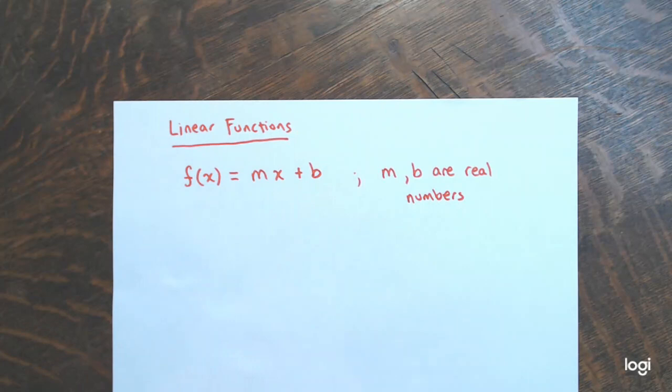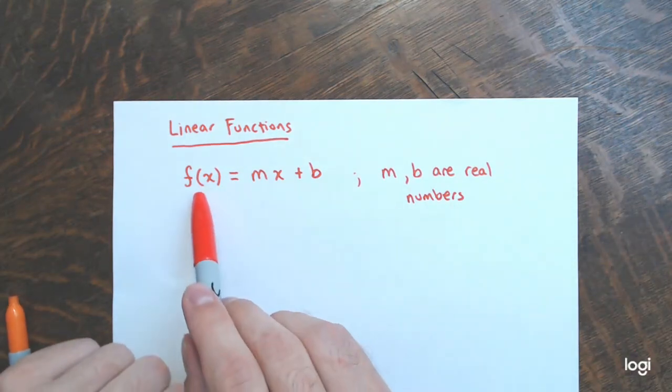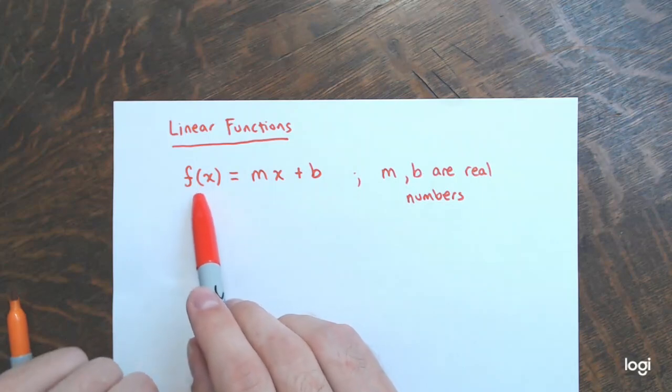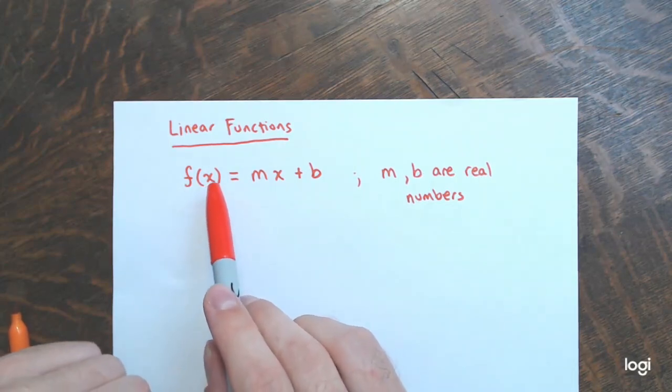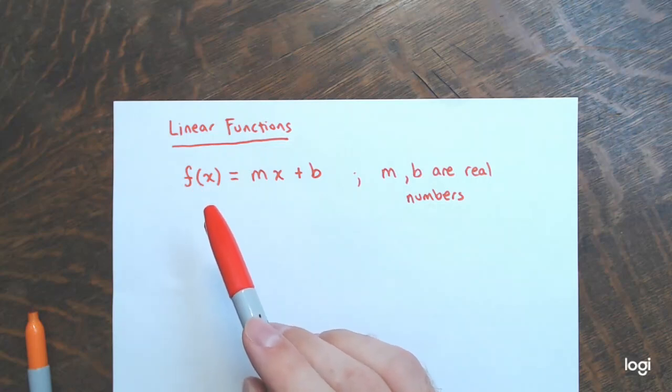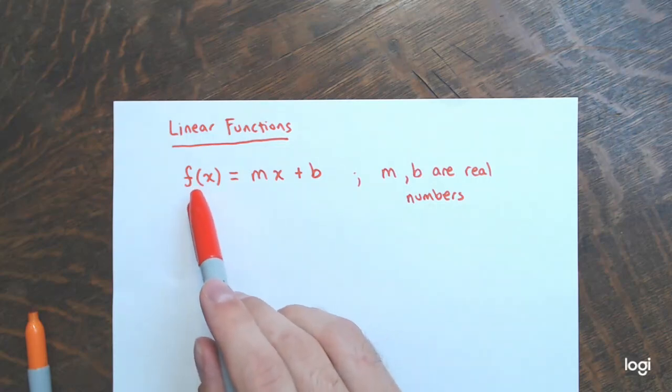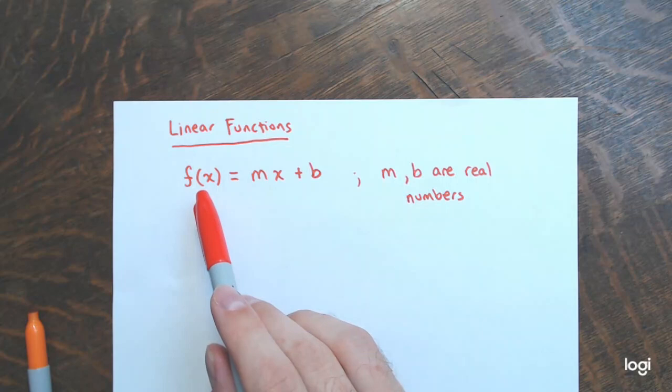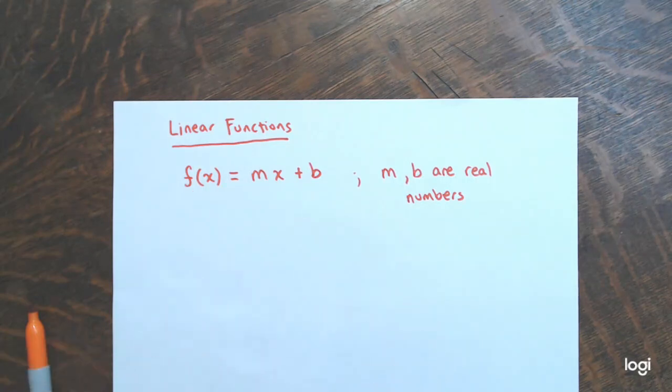When a function's in this form, remember, f of x could represent the output. X is the input, and then m times x plus b, or this f of x, is the output. That could also be represented by y, like y coordinates, outputs: y equals mx plus b.